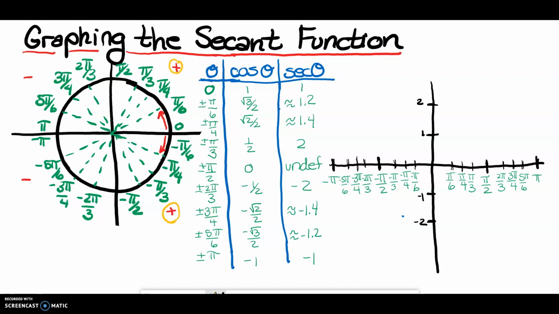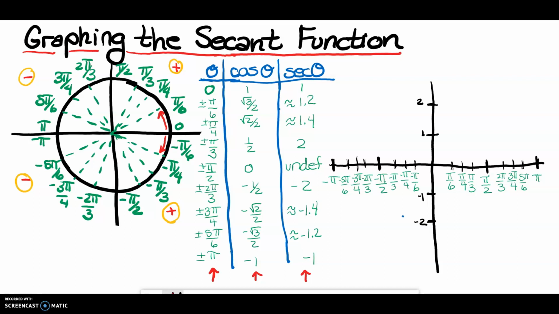In quadrants 2 and 3, cosine is negative. So I can say plus or minus pi over 6 has a positive cosine, plus or minus pi over 4 has a positive cosine, so on and so forth. So in order for us to graph this, we need to find what our cosine value is. So I made a little chart, and the first column has our angles in it. The second column has our values for cosine. So to find the values for secant, all I did was take the reciprocal of my cosine values and create this last column right here. So that's the column I'm going to graph.